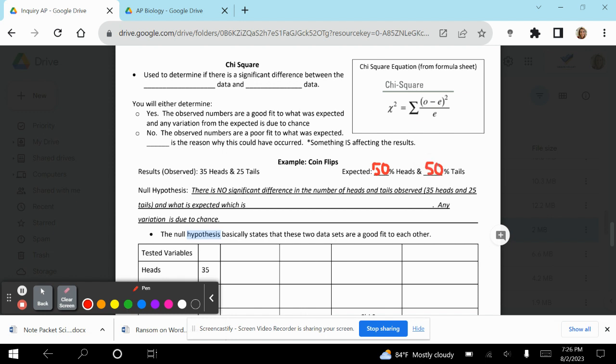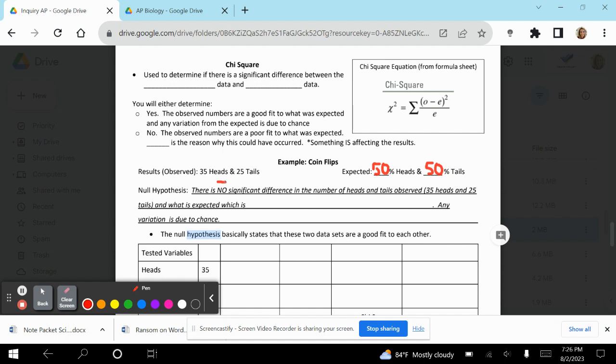So let's say that we flip a coin 60 times, and this is what we determine. We end up with 35 heads and 25 tails. Well, that was 60 flips. And so 50% of 60 we would expect to be 30 heads and 30 tails. So is 35 and 25 a good fit to what we're expecting, which is 30 of each?